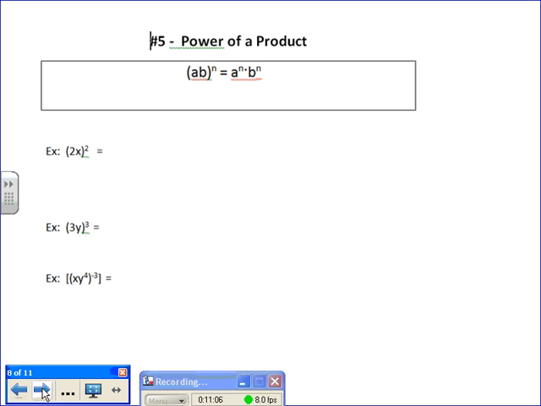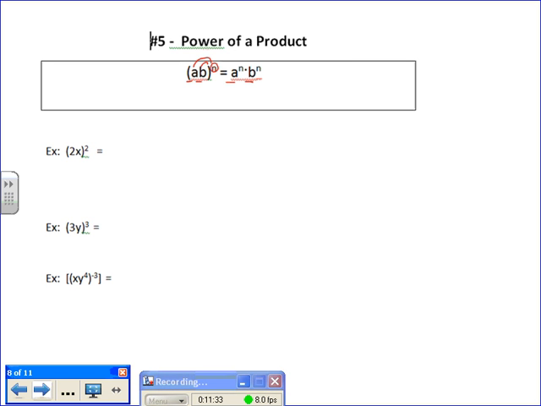We're going to use this exponent on the outside and apply it to everybody inside the brackets. So we get a to the n times b to the n. A and b are still being multiplied together, so we don't change that. It's still a to the n times b to the n, but we can just show that exponent now being applied to both of those factors, a and b. So let's go ahead and do that.